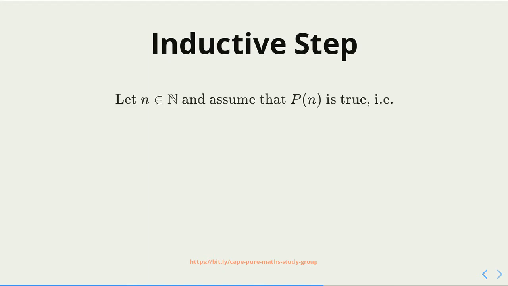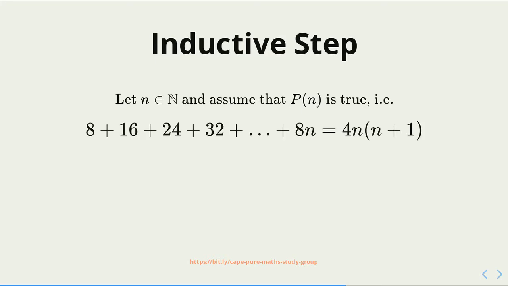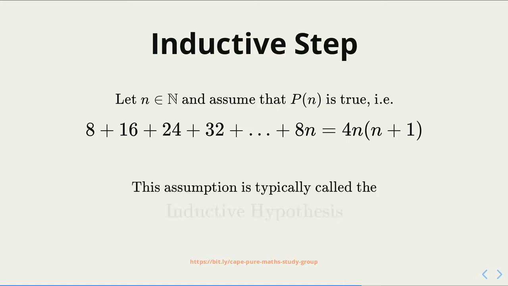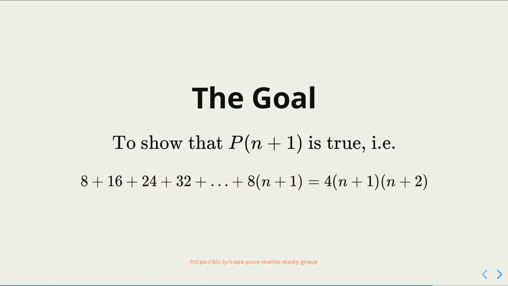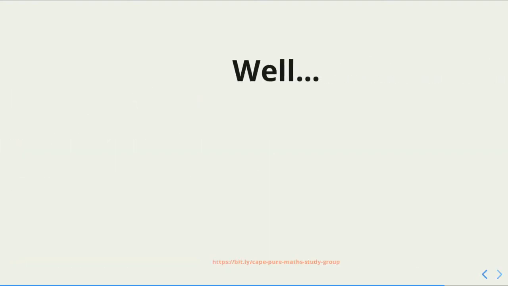For the inductive step, let n be an arbitrary natural number and assume that P(n) is true. That is, assume that the sum of the first n multiples of 8 is equal to 4n(n + 1). This assumption is typically called the inductive hypothesis. The goal is to show that P(n + 1) is true. That is, to show that the sum of the first n + 1 multiples of 8 is equal to 4(n + 1)(n + 2).